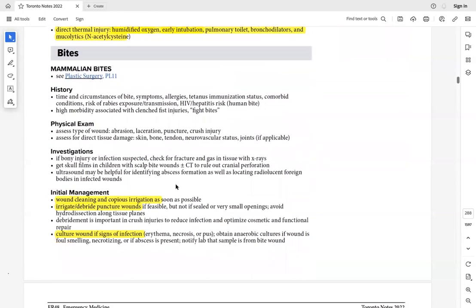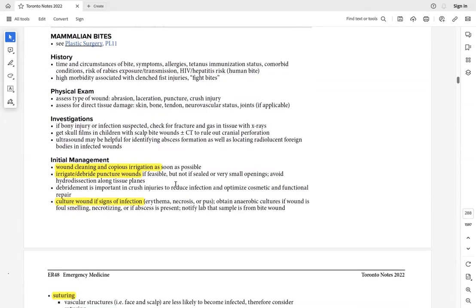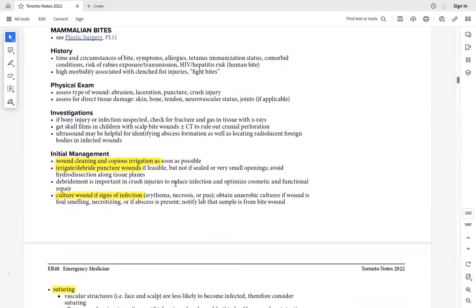Bites, whether it is any animal bite, whether it is a human bite, we have to clean the wound, debride it, irrigate it, start them on antibiotic, that is amoxicillin plus clavulanic acid, and give them tetanus prophylaxis. Okay, that is the basic management of bite, all human bite or animal bite, any bite, that is.